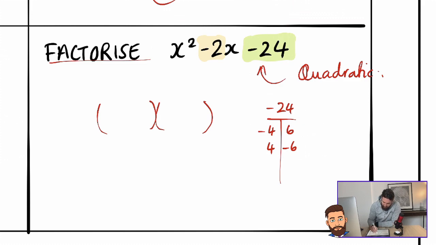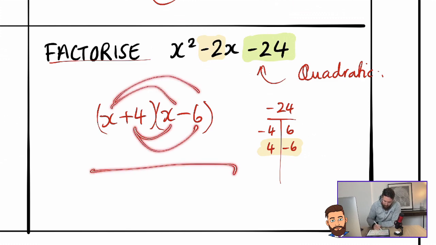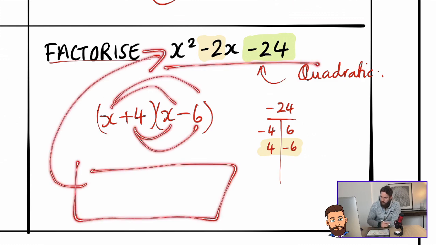Which one of these adds to make minus 2? Well, minus 4 add 6 is plus 2, but 4 take away 6 is minus 2. So we're looking at this one here. So to factorize this bracket, we should know that that is x plus a 4, which I found here, and that is an x minus a 6. Now, we can use the FOIL method, and if you expand this out and simplify, you would get this.